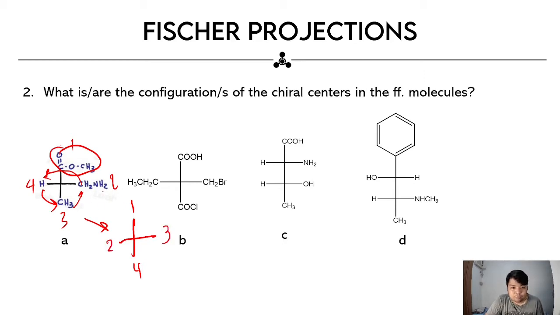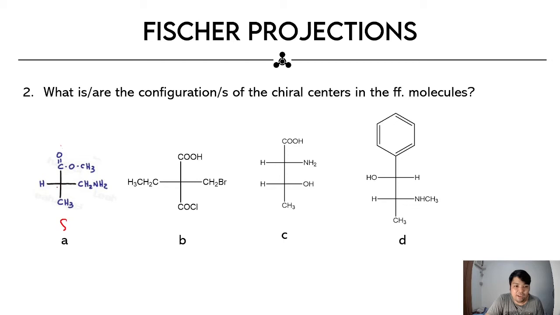Then we trace the arrow from substituents 1 to 3, and we can see that the direction is counterclockwise. Therefore the configuration is S. So this is S. Okay, my camera keeps moving. Sorry about that, guys. I think it should stay that way.